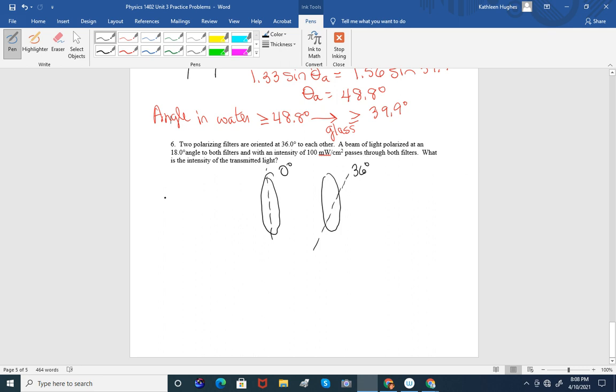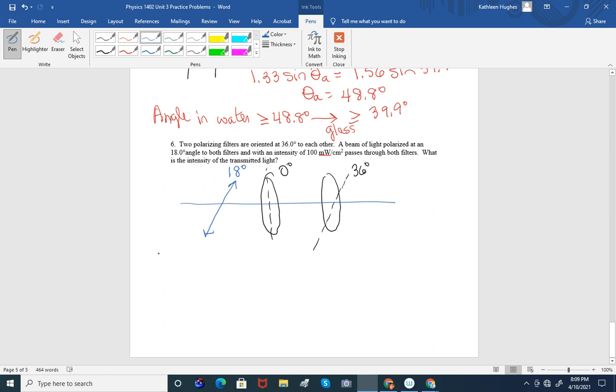Okay, the only way that the incoming light, I'm going to draw the incoming light blue, can be polarized at 18 degrees to each of them is if its electric field is vibrating back and forth, it's linearly polarized at 18 degrees. In other words, it's 18 degrees from this 0 degree filter, and it's 18 degrees from this 36. It's right in the middle, but it's linearly polarized. So what will be the intensity that comes out?